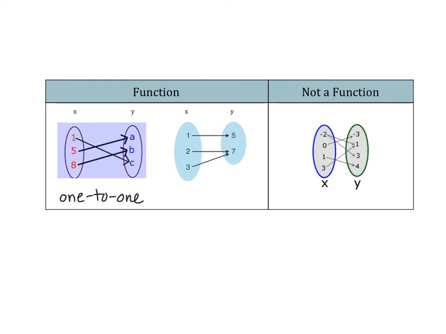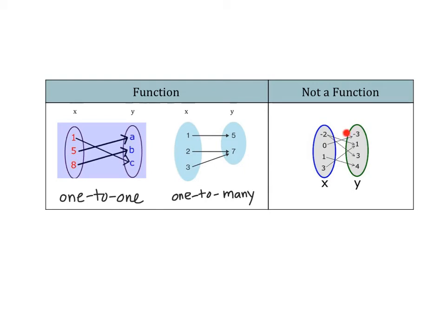Now if you look at this example, this input has one output, so that's okay. This input has one output, and this input has one output. So every input has only one output, so this is a function. But you'll notice that these two inputs share the same output. While that's totally fine, it does have a different name. We call this a many-to-one function, but it is still a function.